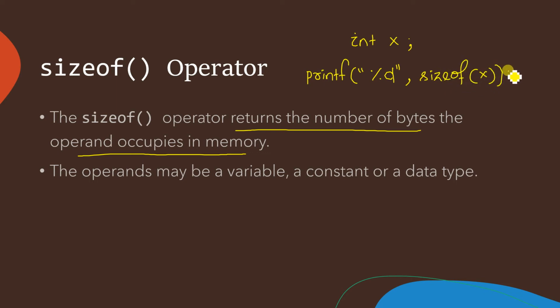So if you write like this, what will happen? It will show you the answer as 4 due to this sizeof operator. The sizeof operator returns 4 because an integer takes 4 bytes in memory. That's why it will return 4 and the output of this line will be 4. Similarly, you can also find out the size of integers too.